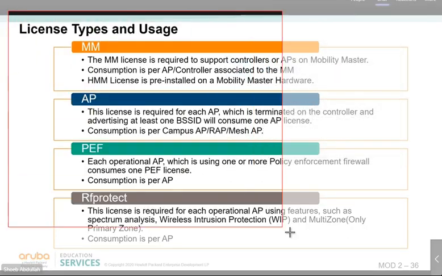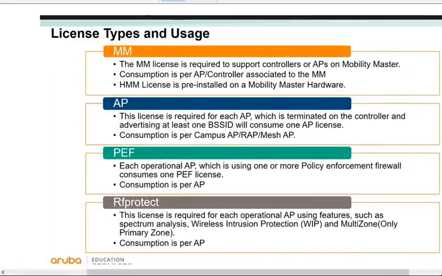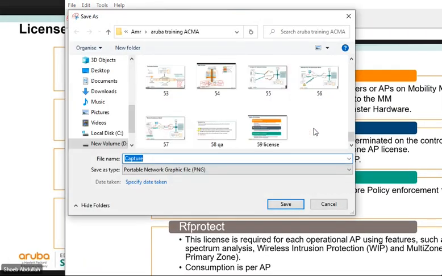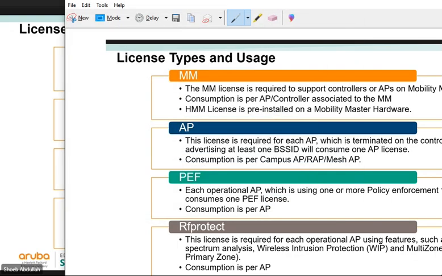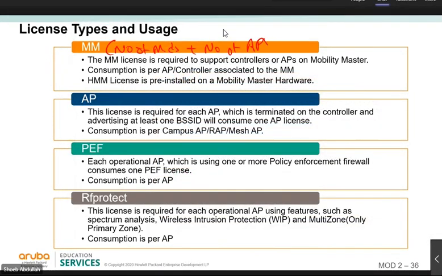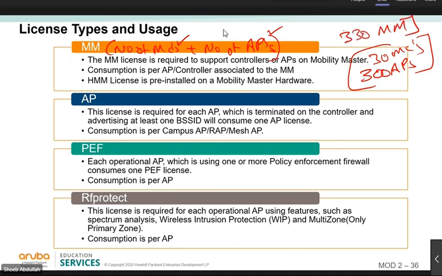First is your MM. How do you calculate your MM license? You calculate your MM license by understanding the number of mobility controllers and the number of access points it is going to manage. Right? That is how you will be calculating your MM license. Let us assume you've got 300 access points and 30 mobility controllers that you are going to manage from your mobility master. Then how many MM licenses do you need? Number of mobility controllers plus number of access points that you have. How many do we have? We've got 330 in total. Then we require 330 MM licenses.